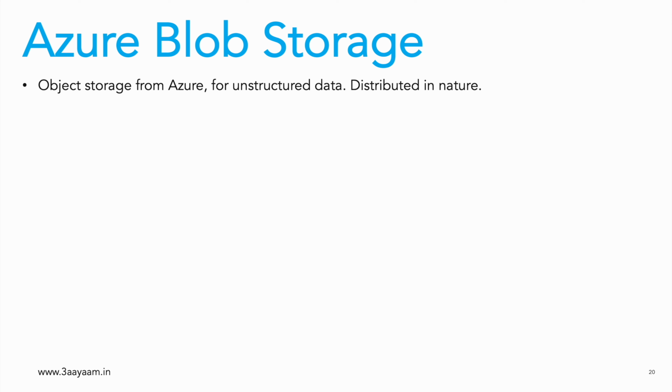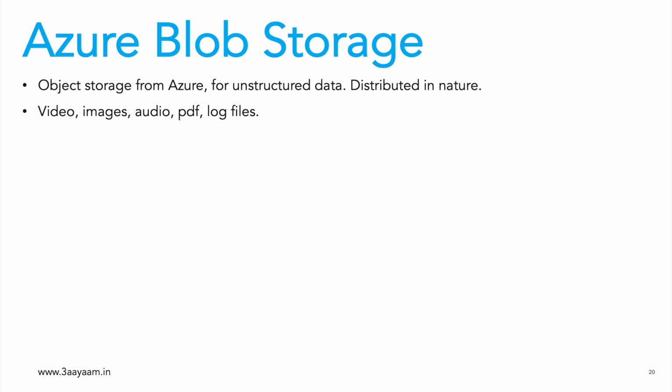Azure Blob Storage is nothing but an object storage from Microsoft Azure, and it is mainly for unstructured data. And blob storage by default is distributed in nature. When I say distributed in nature, it means that multiple servers are used to store the data in blob storage. It is just like HDFS. Of course, there are a lot of other functionalities and features in Azure Blob Storage, but in essence, this is a distributed storage which is used to store unstructured data, which is also known as object storage.